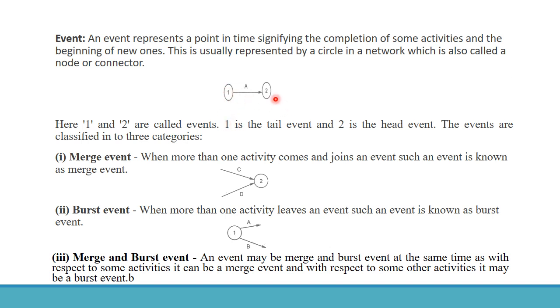The events are classified into three categories. First one is the merge event. When more than one activity comes and joins an event, that is called a merge event. So C and D merging at an event is called a merge event. Then the burst event: when more than one activity leaves the event, it is known as a burst event.